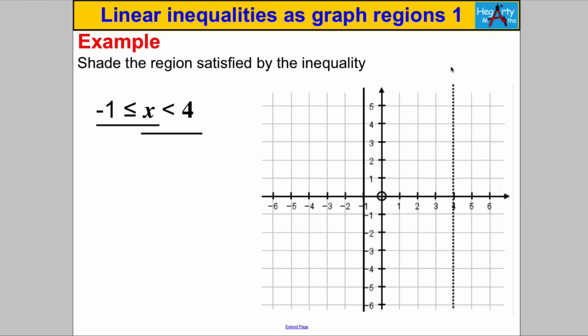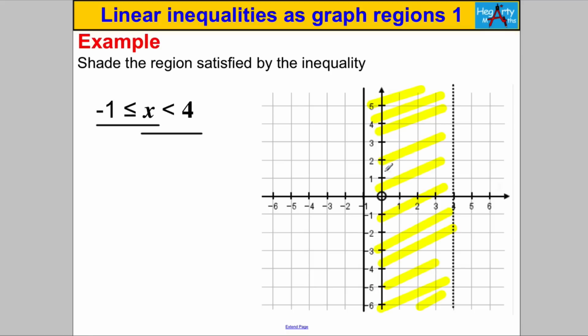Like that. Now we're looking for all the x values, x less than 4 and bigger than or equal to -1. So what are we going to shade? Well, we should shade in between these two like that. And that would be the region that we are talking about in this case here.